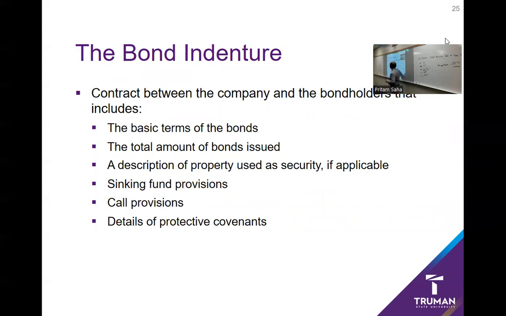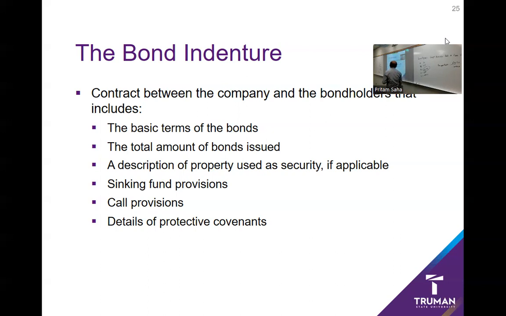Basic terms. Total amount of bonds issued. Let's say a corporation wants to issue 1,000 units of bonds, face value 1,000. That means they want to issue 1 million, right? So how much total money they want to issue matters, because there is a signal to the bondholder. Given the company size, whether they're issuing a lot of money or less money, it's a signal to the investors.